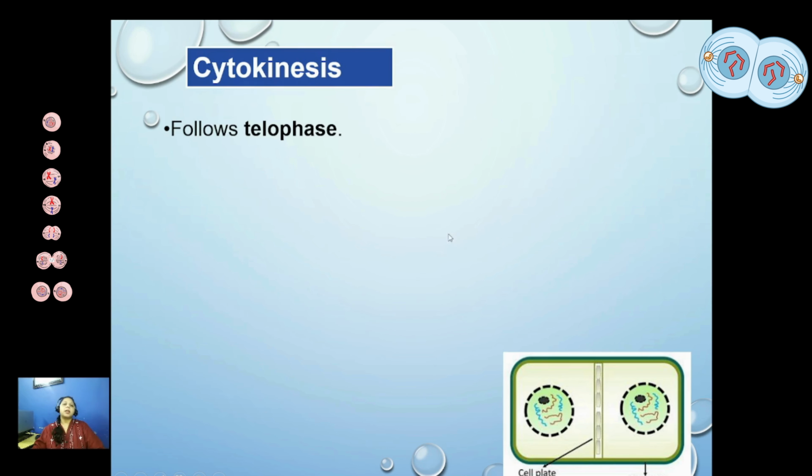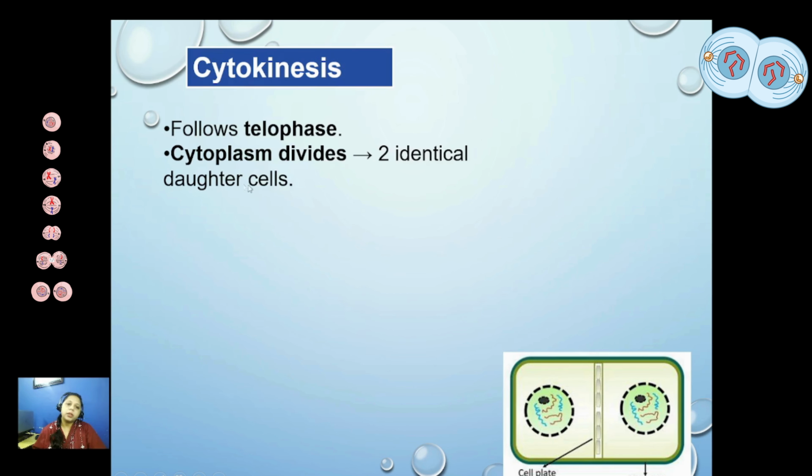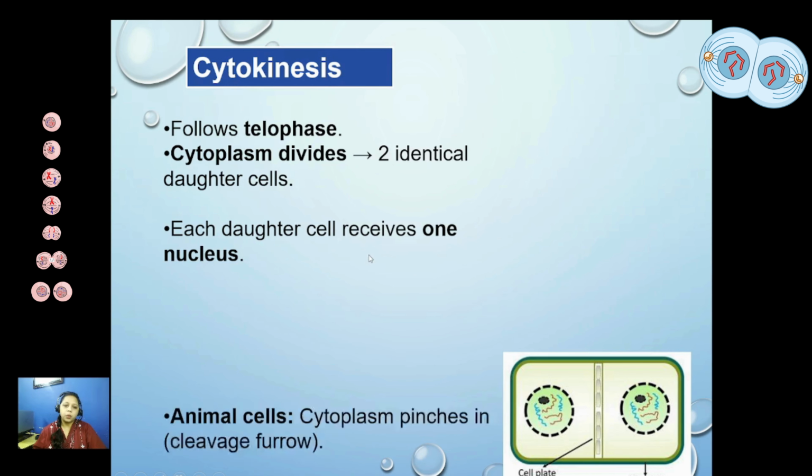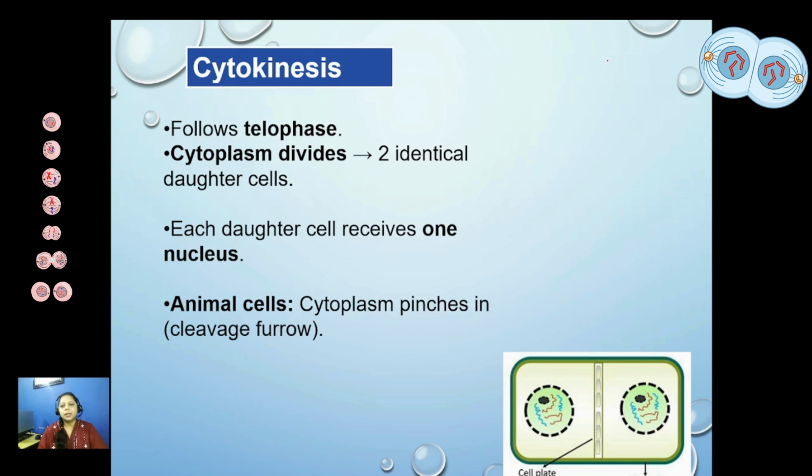So in cytokinesis, there is the division of the cytoplasm. So each daughter cell receives one nucleus. So in an animal cell, what happens? It's a simple round cell. Let's say it has two nuclei, one at this end, one at this end.